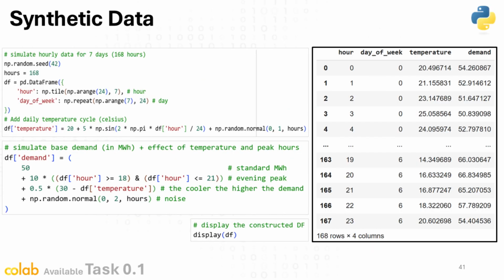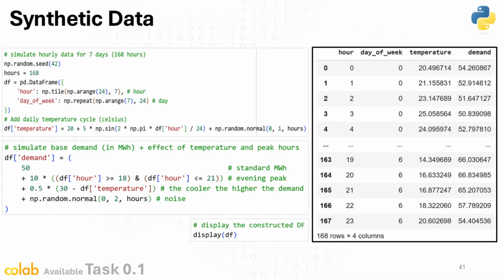Now that we understand our variables, let's look at how we actually construct this environment in Python using pandas and NumPy. We start by setting a random seed to ensure that our results are reproducible, meaning you'll see the exact same numbers on your screen as I have here. Our first step is to initialize a data frame with 168 records representing one full week. We use np.tile to repeat the 24-hour cycle 7 times for the hour column, and np.repeat to ensure each of the 7 days is assigned to 24 consecutive hours.